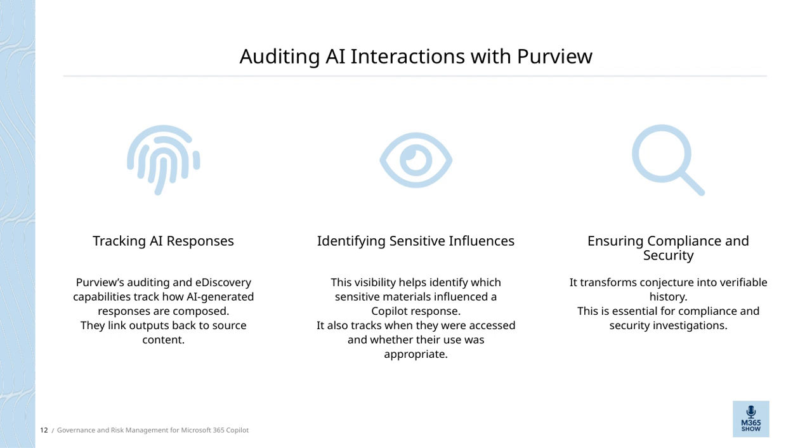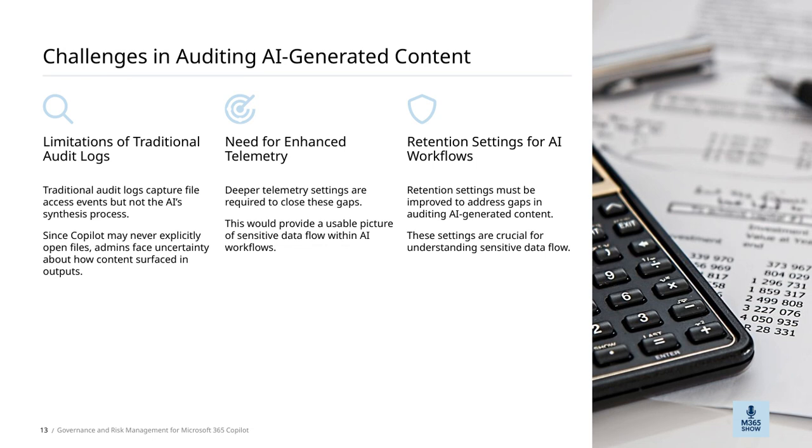Let's talk about some of the challenges we face when auditing AI-generated content, particularly in the context of governance and risk management for Microsoft 365 Copilot. One of the key issues we need to address is the improvement of retention settings. Currently, these settings are not sufficient to cover all the gaps we have in auditing AI-generated content. This is really important because retention settings help us understand how sensitive data flows through our systems and whether it's properly protected. To get a clearer picture, we need to enhance these retention settings specifically for AI workflows.